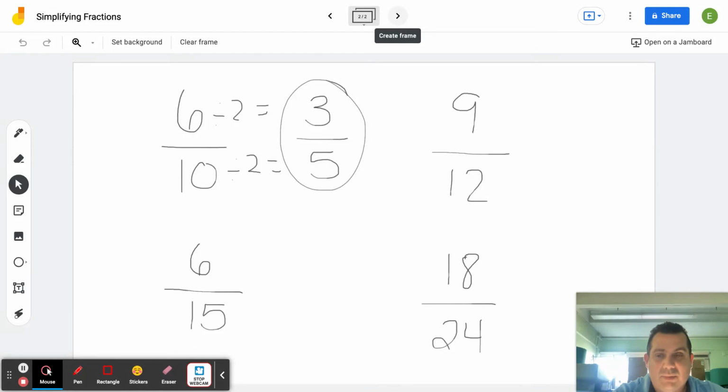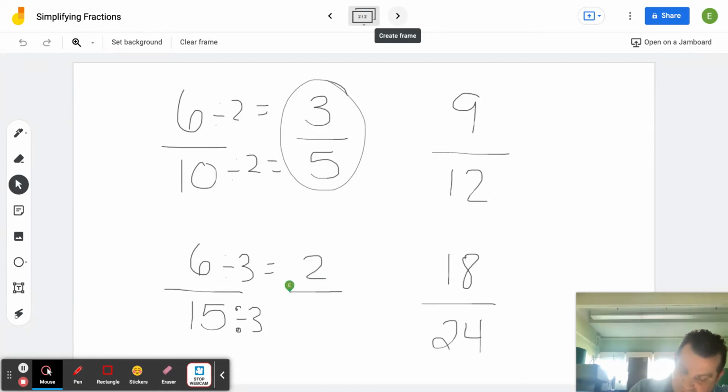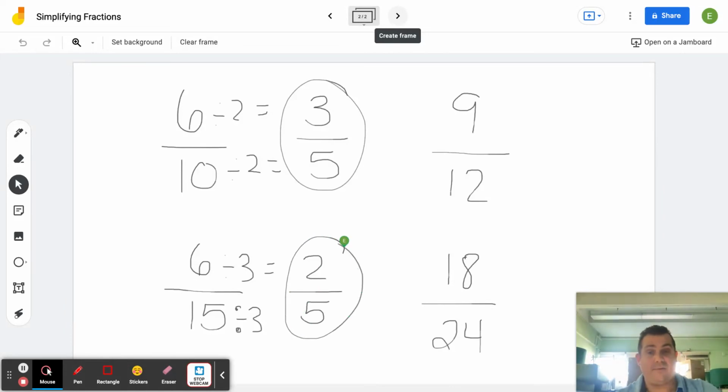All right. Well, then I'm playing with 3, because I know I could do 3 times 2 is 6. So can 3 go into 6? Yes. Can 3 go into 15? Oh, it can. So I'm going to divide 6 by 3 and 15 by 3. 6 divided by 3 is 2. 15 divided by 3 is 5. 6/15 simplified is 2/5.